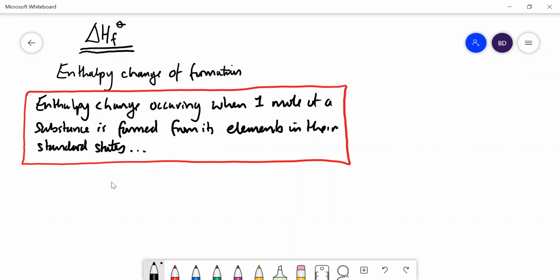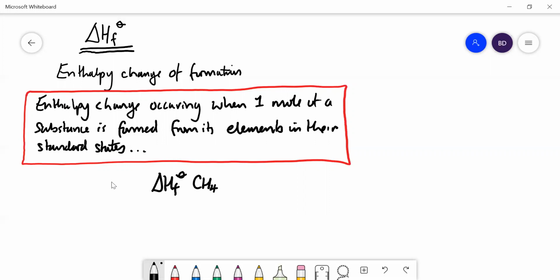So, the enthalpy change occurring when 1 mole of a substance is formed from its elements in their standard states, under standard conditions, 298 Kelvin and so forth. Okay, so let's think about this, the delta HF for methane.